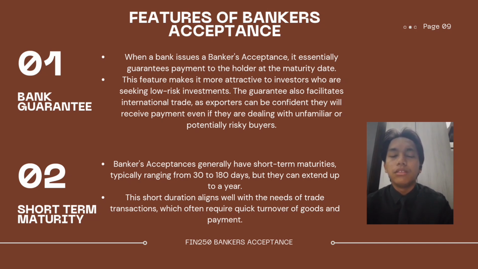The second one is short-term maturity. Bankers' acceptances generally have short-term maturities, typically ranging from 30 to 180 days, but they can extend up to a year. This short duration aligns well with the needs of trade transactions, which often require quick turnover of goods and payment.